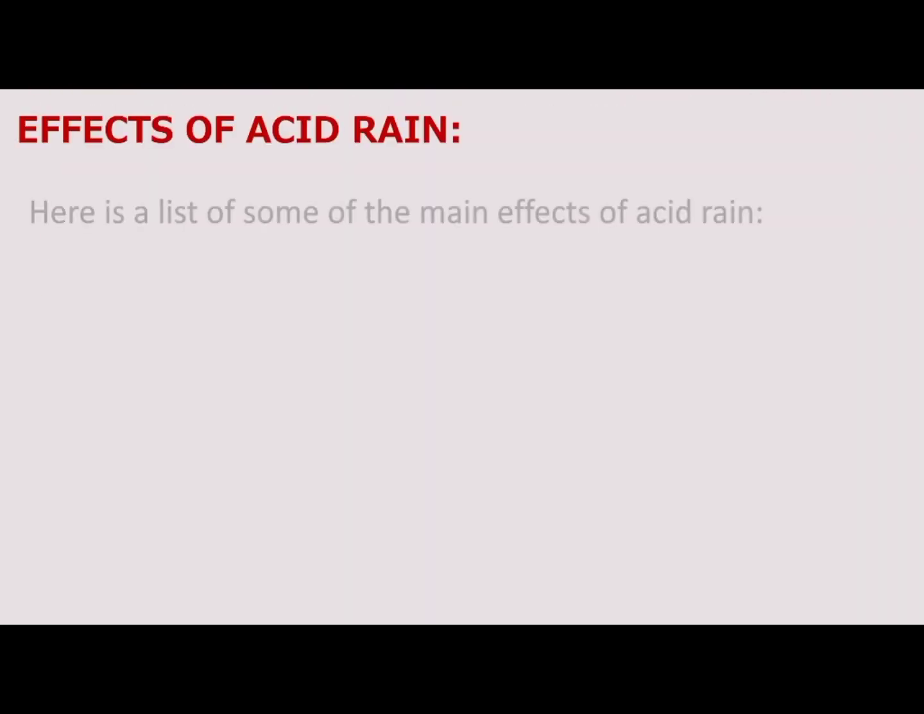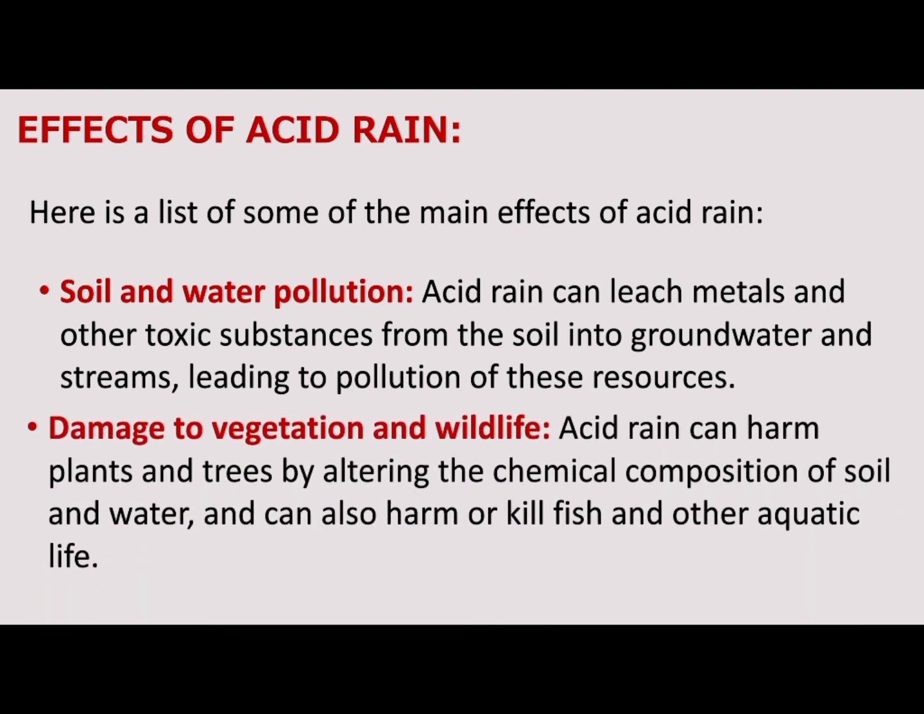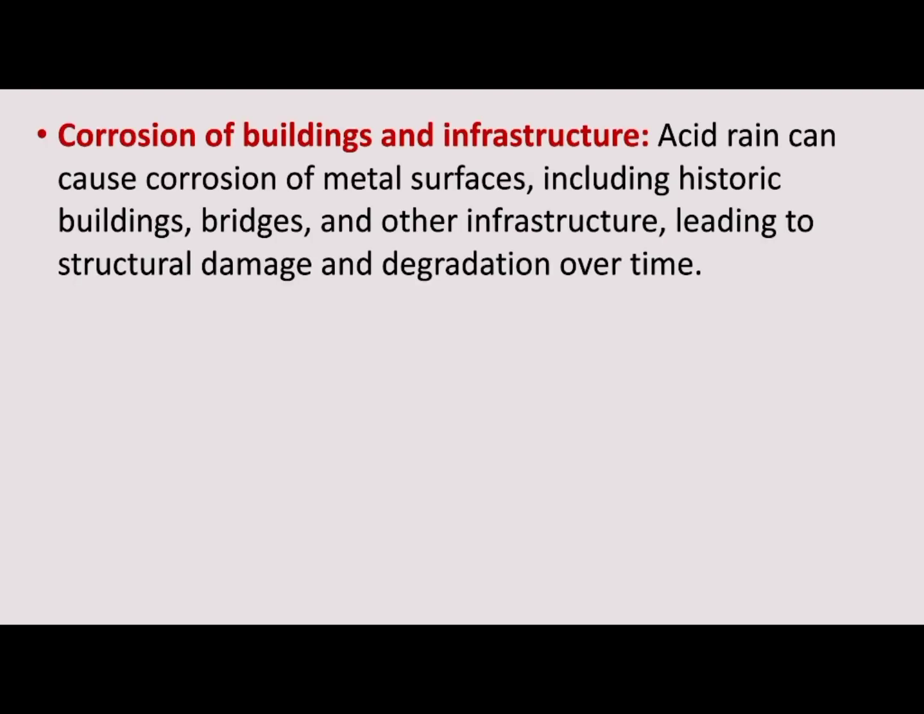So here we can discuss briefly the effects of acid rain. How can acid rain affect our environment? First one is soil and water pollution. Acid rain can leach metals and other toxic substances from the soil into the groundwater and streams, leading to pollution. Next one is damage to vegetation and wildlife. Acid rain can harm plants and trees by altering the chemical composition of soil and water, and can also kill fishes.